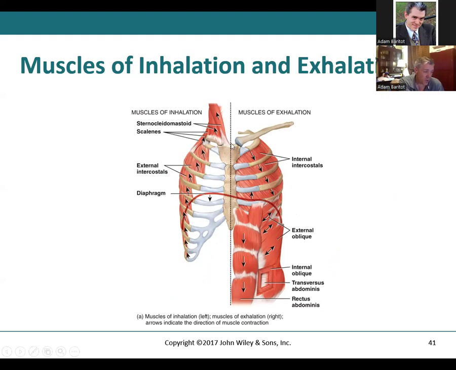Here is a graphic of the muscles that drive inhalation and exhalation. There's our diaphragm, our primary breather. We see our internal obliques and transverse abdominis and rectus abdominis. Transverse abdominis being the big one for exhalation. Internal intercostals will retract. External intercostals will allow us to expand. And for forced inhalation, we've got the sternocleidomastoid muscles and the scalenes.